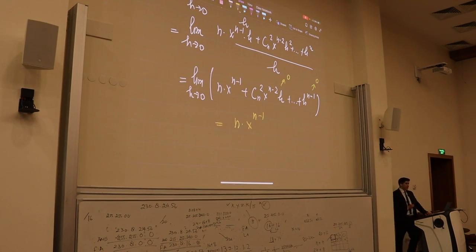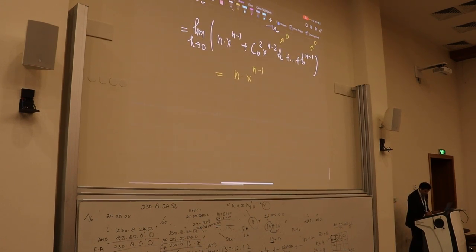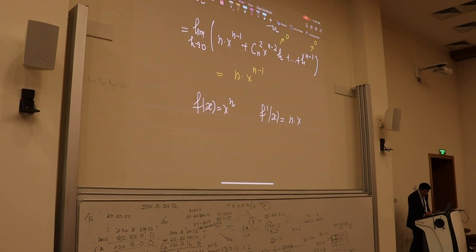This is the formula which we use always, right? This is a fascinating formula because it helps us to understand the derivative of power functions with rational powers, with negative powers, and so on. So the derivative of f(x) equals x to the power of n is equal to n times x to the power of n minus 1.